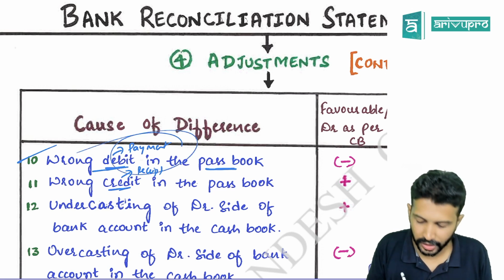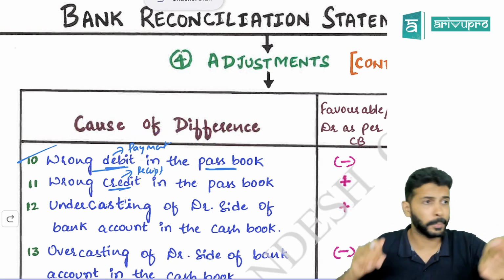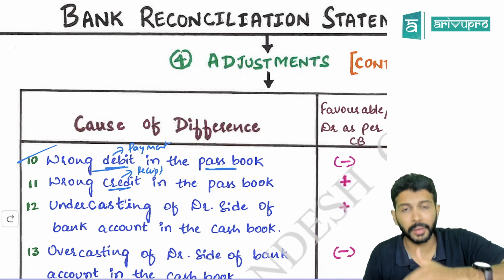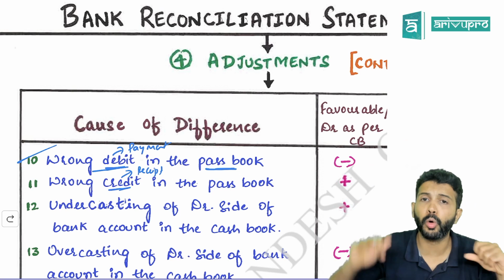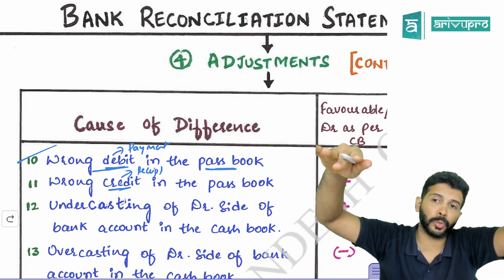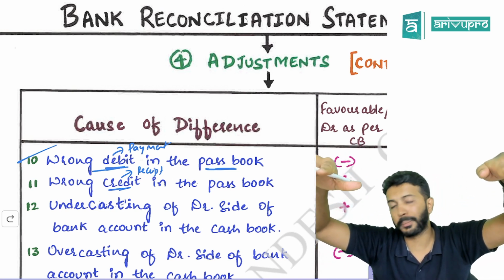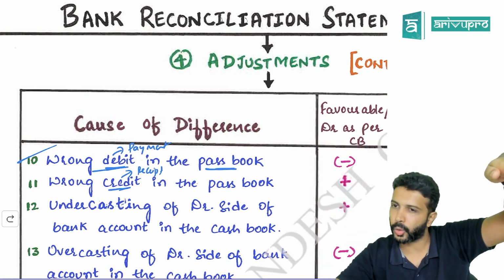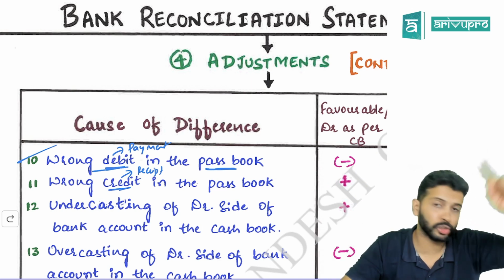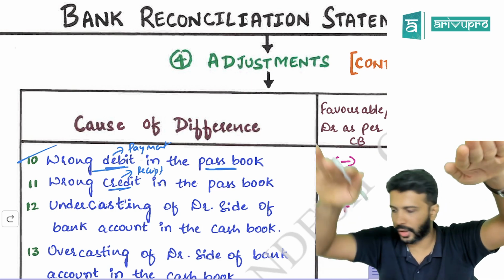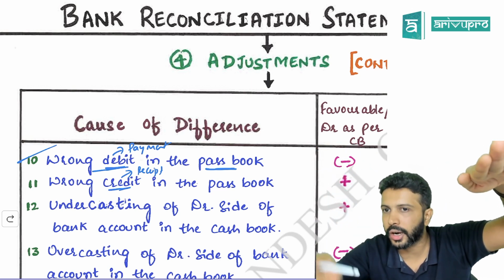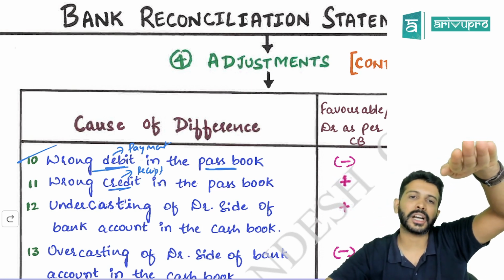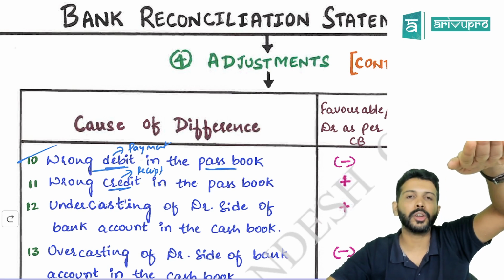Wrong debit in passbook means you are giving more payment. If you're giving more payment, where is the implication, cash book or passbook? Passbook. Passbook balance has gone down because you're showing more payments. Mistake only, but because of this mistake, your passbook balance has got reduced. Agreed? Everyone okay? Okay, your starting point is cash book. That means can you touch passbook?